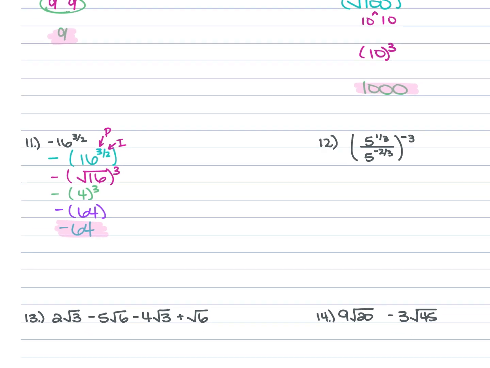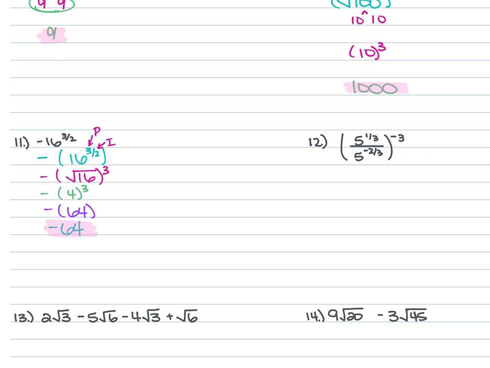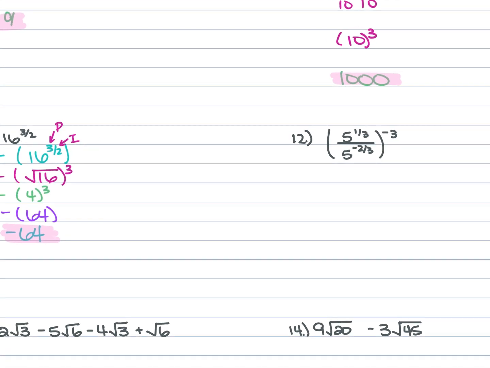For number 12, you have 5 to the power of 1/3 over 5 to the power of negative 2/3, all raised to the negative 3rd power. Follow your rules with exponents. When you have the same base and it's on the top and the bottom of your fraction, subtract those powers. So this is going to be the same thing as saying 5 to the power of 1/3 minus the power of 2/3, all raised to the negative third power. Minus the power of negative 2/3, sorry, because this is a negative 2/3.